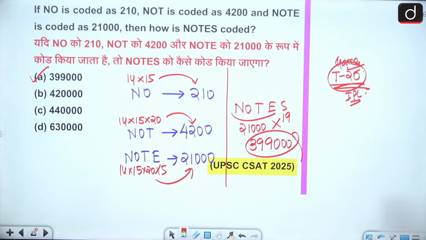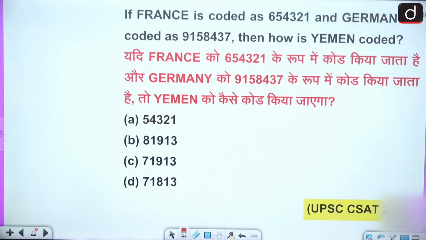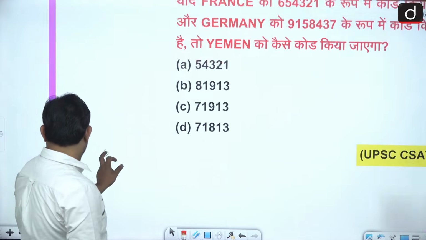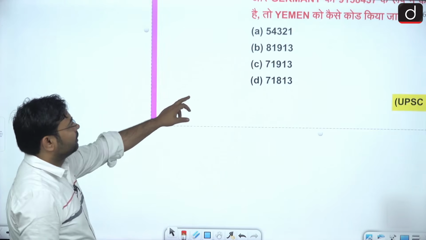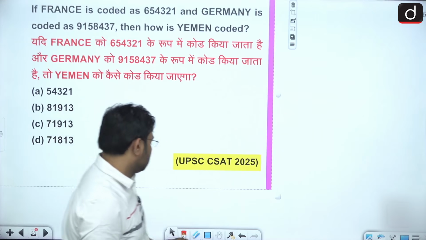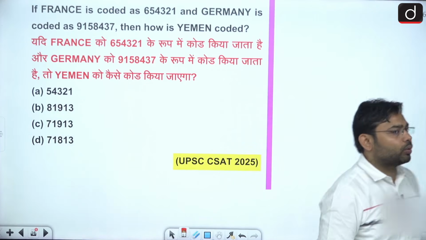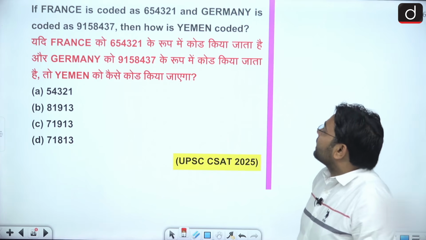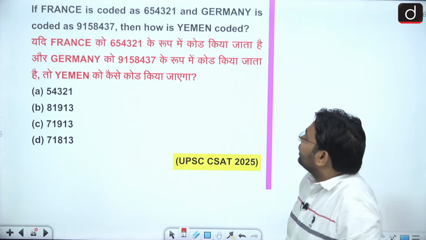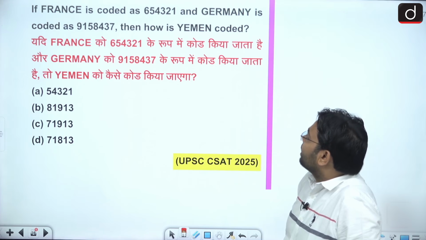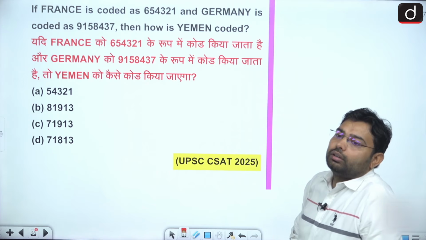Got this one? Now, this one is from 2025. This is known as direct coding. If France is coded as 654321 and Germany is 9158437, then how is Yemen coded?